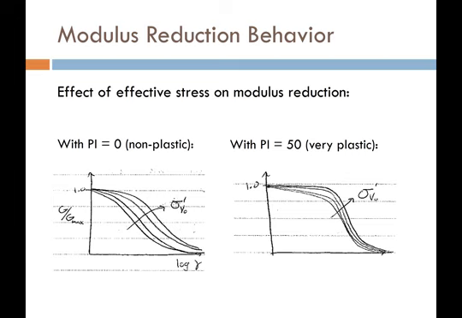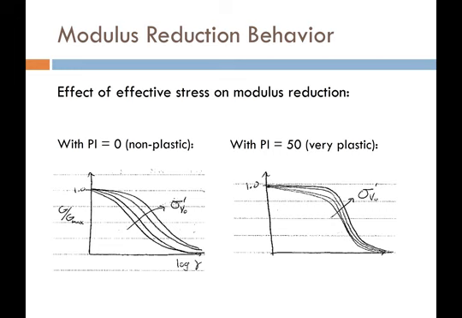Okay, so let's look at the effect of effective stress on modulus reduction. If I have PI equal to 0, or if I have non-plastic soil, generally what we see is this behavior of these gradually sloping curves, and they're going to be impacted by our effective stress, like we talked about, pretty significantly. If I come up at a given strain, you can see that the range of G over G max, depending on my effective stress, is pretty significant.